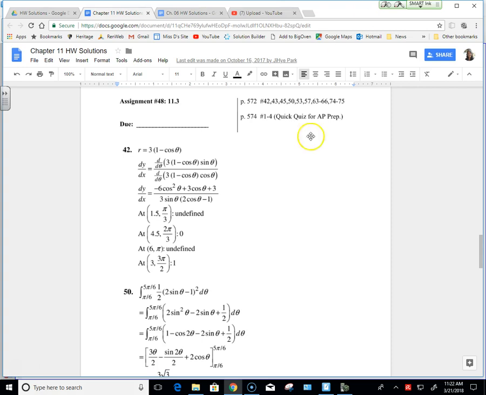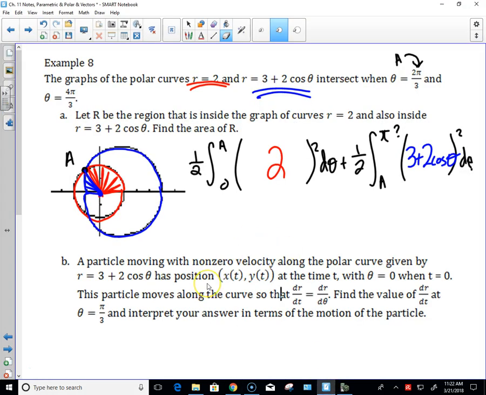It seems to stop halfway through the graph, right? Yeah. And if it's stopping halfway through the graph, well, what's my period of 3 plus 2 cosine theta? What's the period of 3 plus 2 cosine theta, the actual graph I'm looking at right now? 0 to 2 pi.